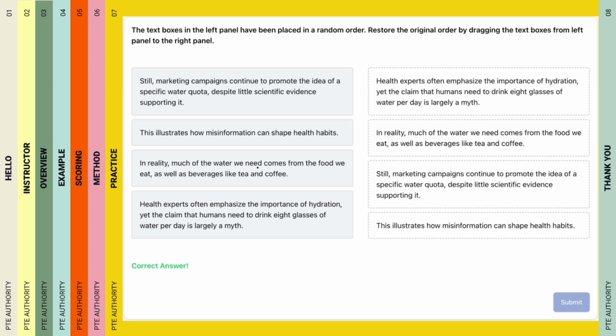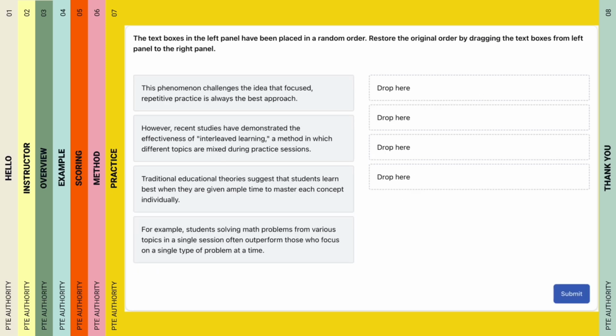Let's look at one more example so that you'll be clear of this logical sequence type. I want you to again pause this video, try to attempt this on your own, and then let's solve this together.